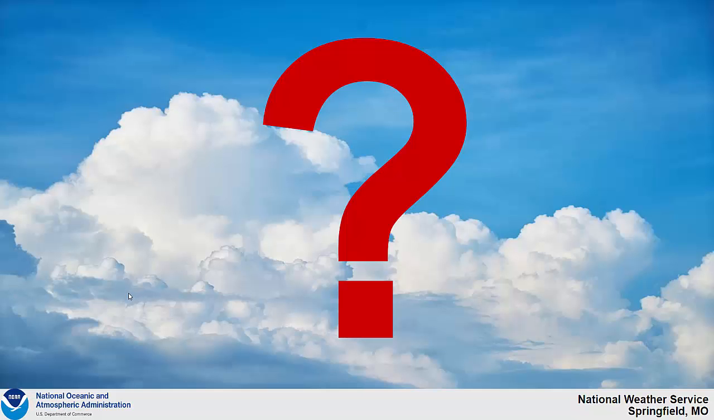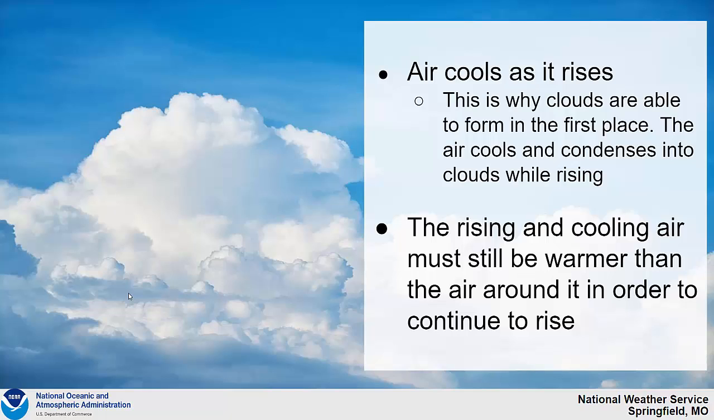Now, if you've been paying attention in our Weather Unlocked series, or know a thing or two about the atmosphere yourself, you may be asking, doesn't the temperature decrease as you go up in the atmosphere, like always? So shouldn't the warmer air near the surface always just rise? That's a valid question, but that's where things get a bit tricky. Because that warm air that starts rising also cools as it rises. This is why clouds are able to form in the first place, because the air cools and condenses any moisture out into clouds while it rises.